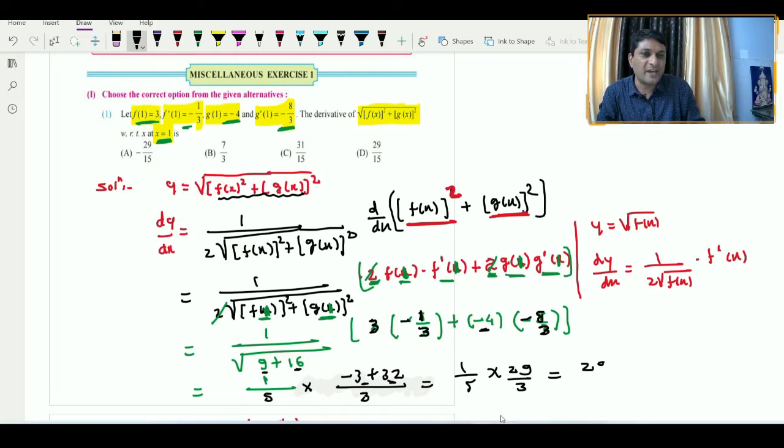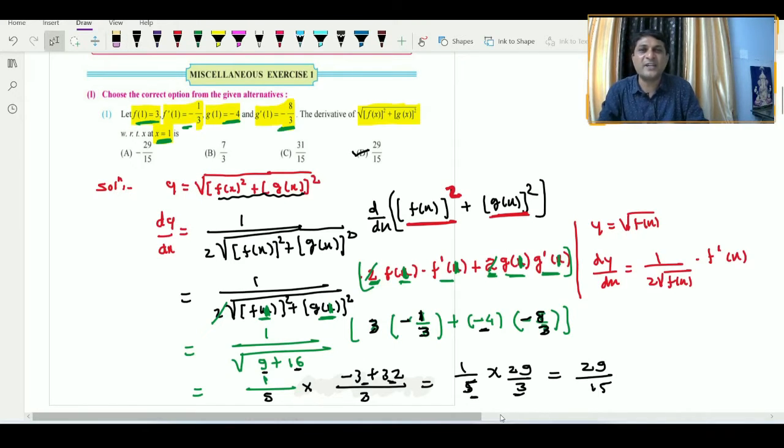So in the numerator we are getting 1 into 29 is 29 and in the denominator 5 into 3 will be equals to 15. So 29 upon 15, means here we can say that D option will be the correct answer.